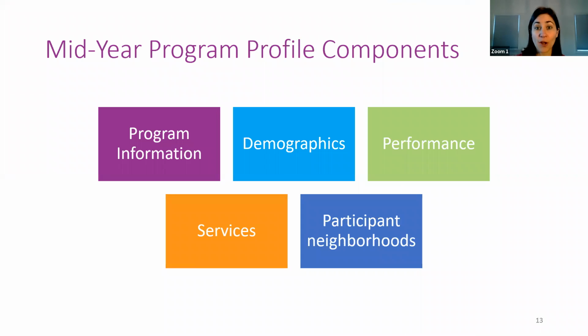So, to review, your mid-year program profile includes information, mostly pulled from CitySpan, to track your progress so far. Your end-of-year program profile will include participant survey results and participant level outcomes. And now we want to talk a little bit about how you can use this information.